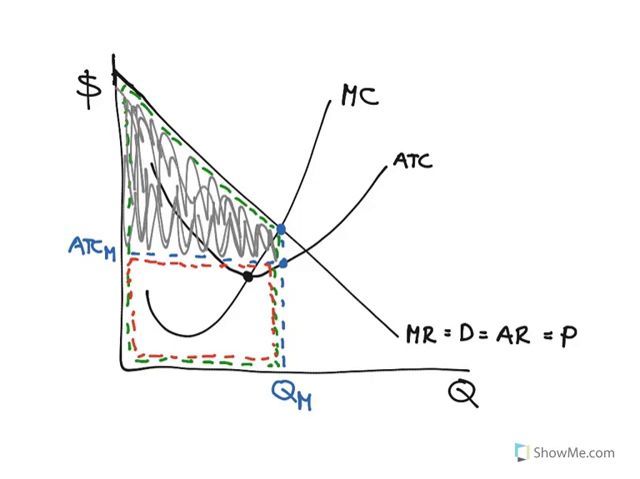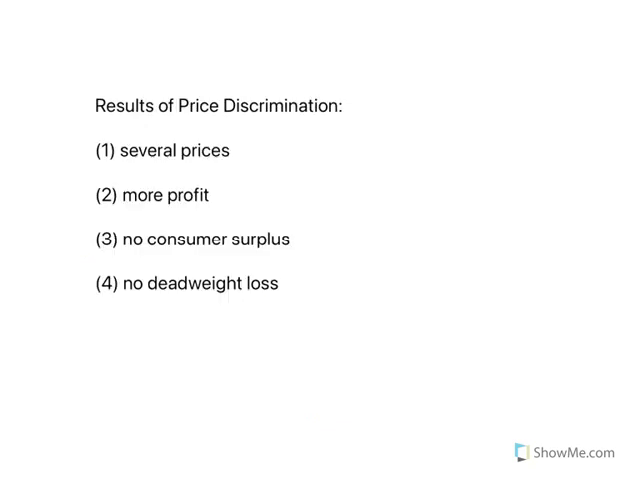So a little bit different than what we're used to with a non-price discriminating monopoly. And there's a few things that we can say are kind of the results of a price discriminating monopoly, and here they are. The first one is the monopolist charges several prices now, not just one price. It's going to find every consumer's willingness to pay and charge them that price. Secondly, compared to a traditional monopoly, there's much more profit to be made because you can now target each consumer and get more from each one, right?